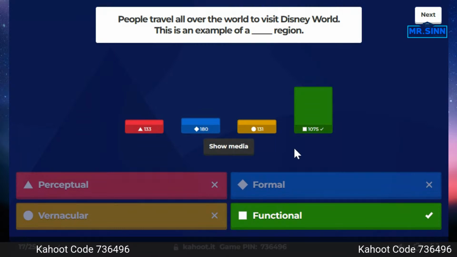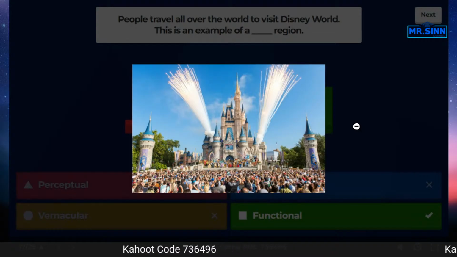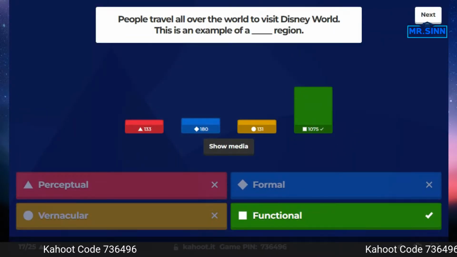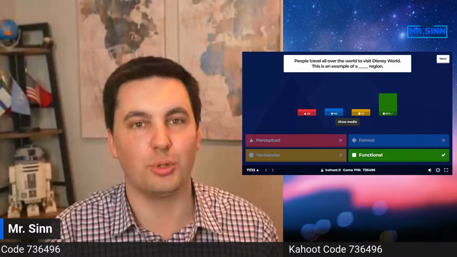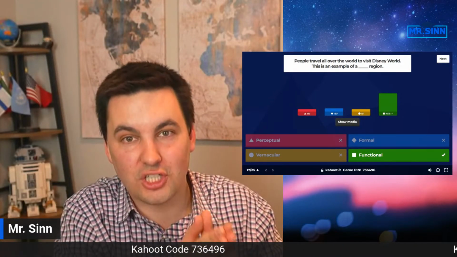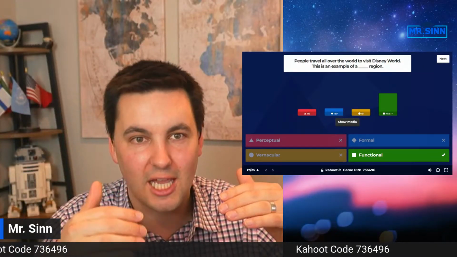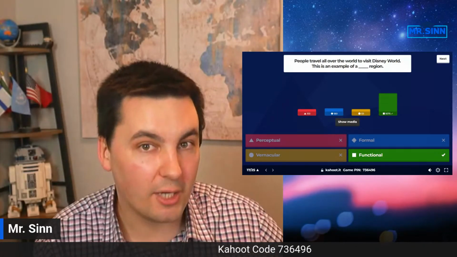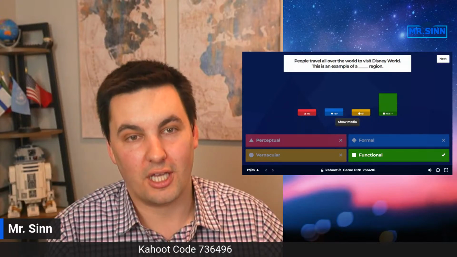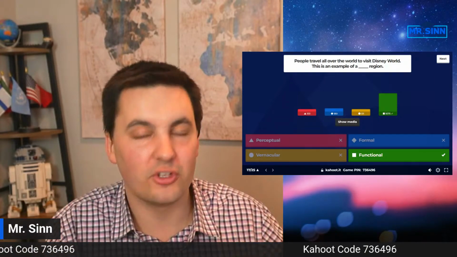Okay, people travel. Yes, it would be a functional. So here we have the castle, Magic Kingdom. Disney is interesting because it could actually apply to a variety of regions. I really like Disney. So, the castle itself, like Magic Kingdom, would be nodal. It's going to be functional. People travel all over the world to go see that castle. But each ride within Disney World is also kind of its own nodal region or its own functional region. So, functional, nodal, same thing.